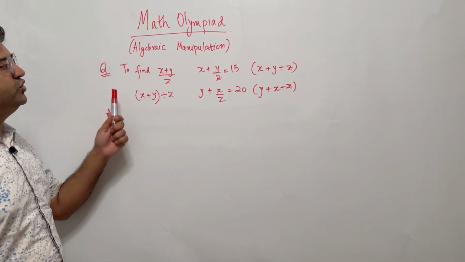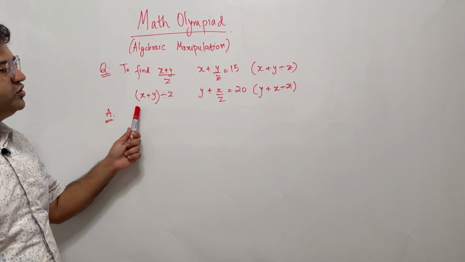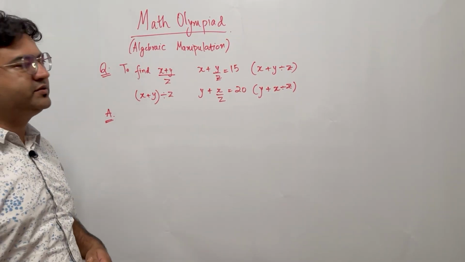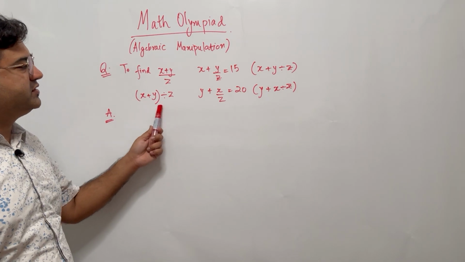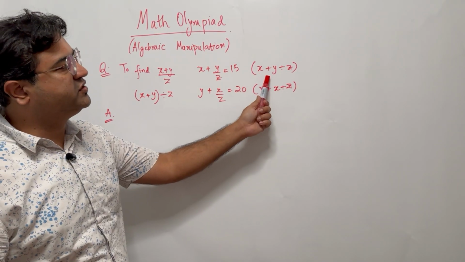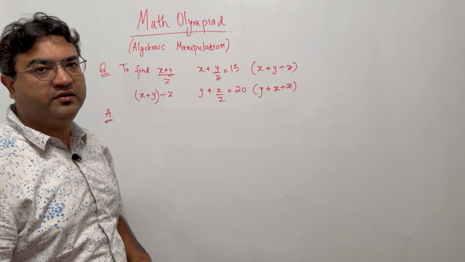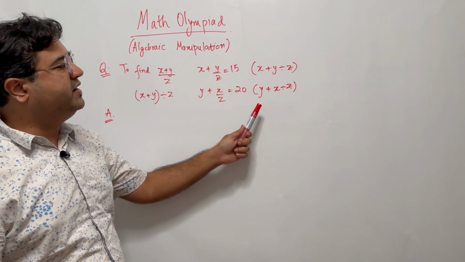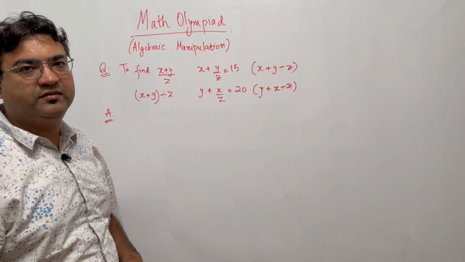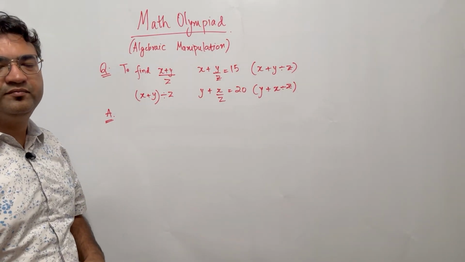The question is to find (x + y) divided by z, which can also be written as x + y/z. A student enters this into a calculator as x + y divided by z, and he got 15 as the answer. And a second time he did y + x divided by z and he got 20 as the answer. So we have to find the value of (x + y) divided by z.